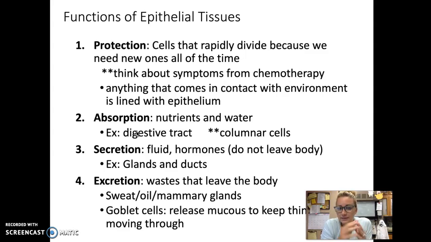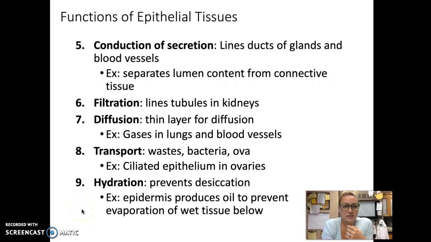Hormonal glands are surrounded with epithelial tissue as well. And then excretion, wastes that actually leave the body, versus secretion, where it does not leave the body. Okay, so excretion: sweat, oil, mammary glands. We're going to have goblet cells that release mucus, and those will be lined throughout the digestive system.